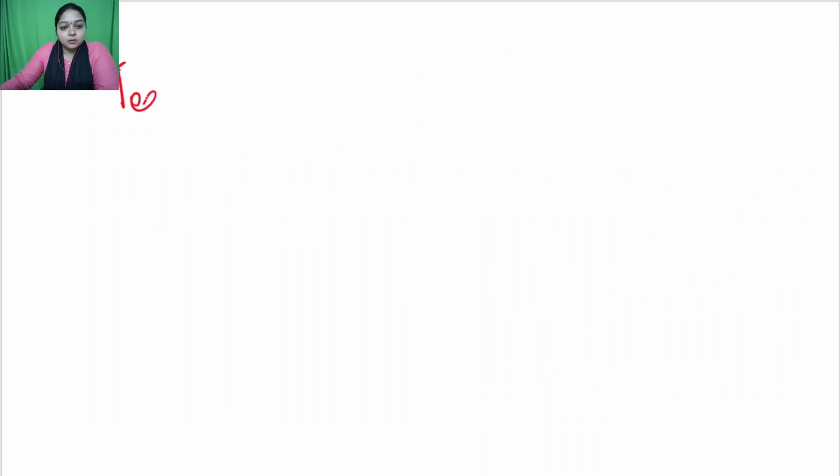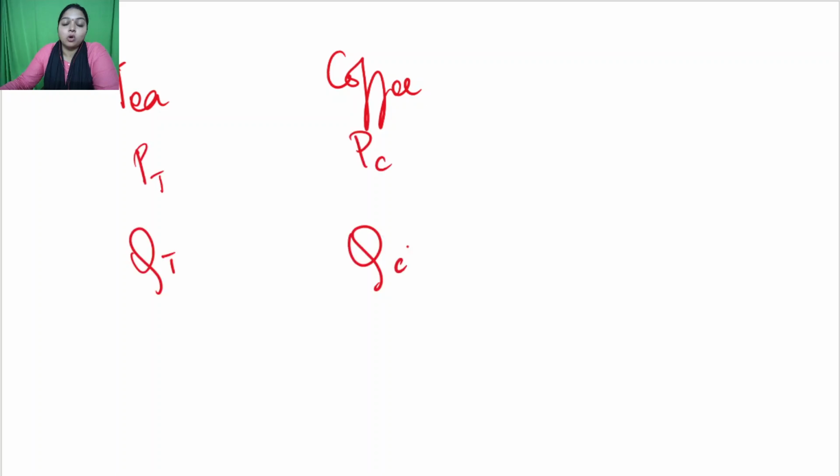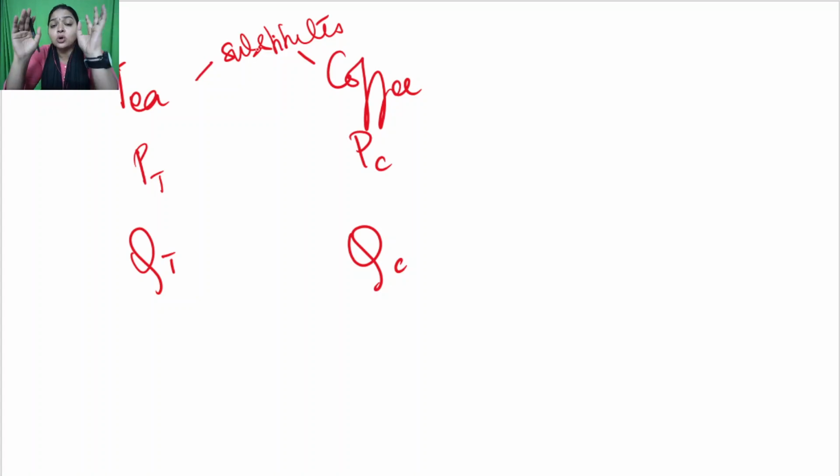So tea and coffee, right? So price of tea is there, quantity of tea is there, price of coffee is there, quantity of coffee is also there. Now, tea and coffee are considered as good substitutes. That means you can easily substitute tea for coffee, or you can easily substitute coffee for tea. That is the meaning, right? So, easy substitutes are available for each other.